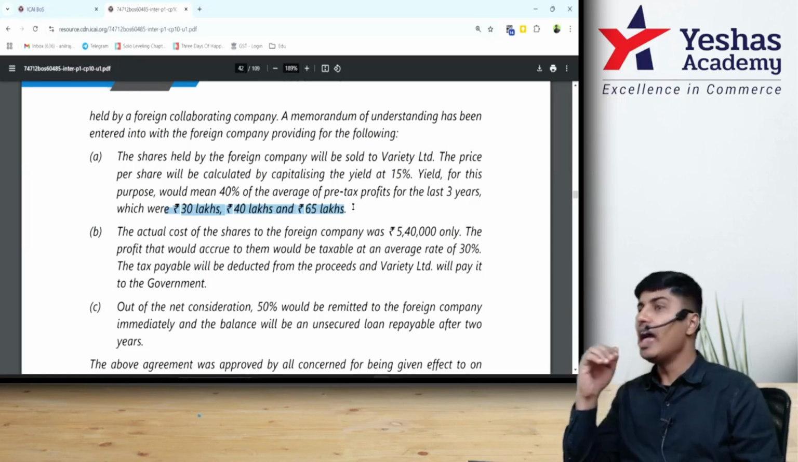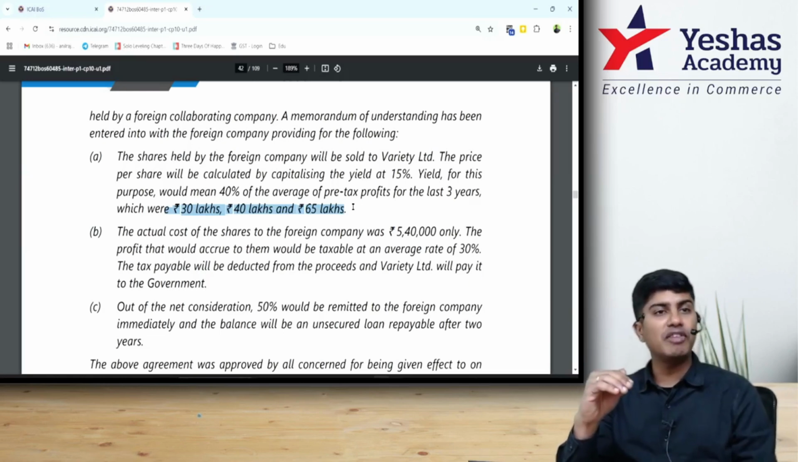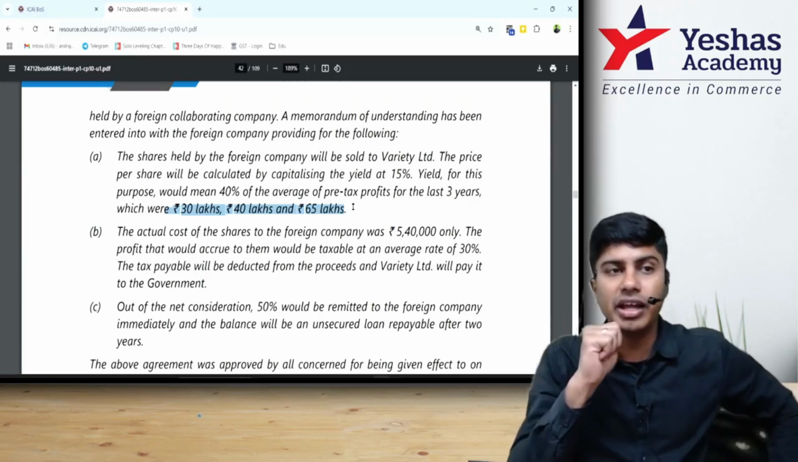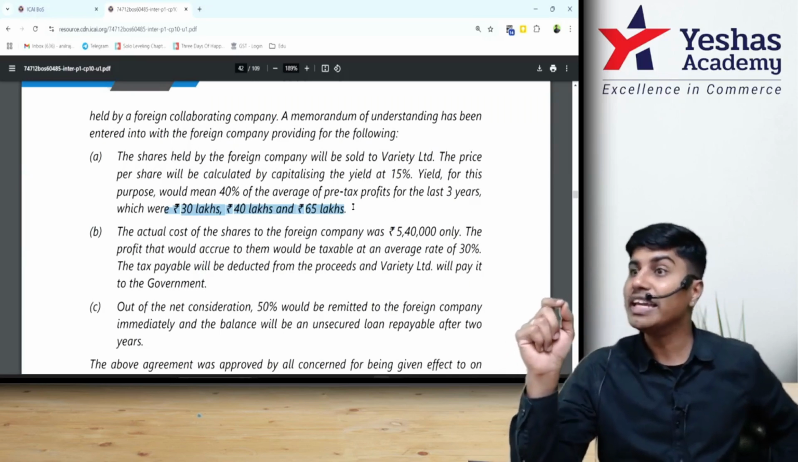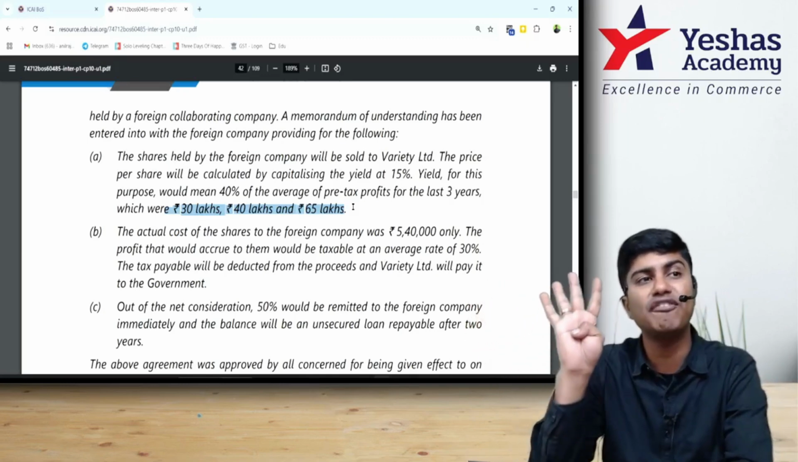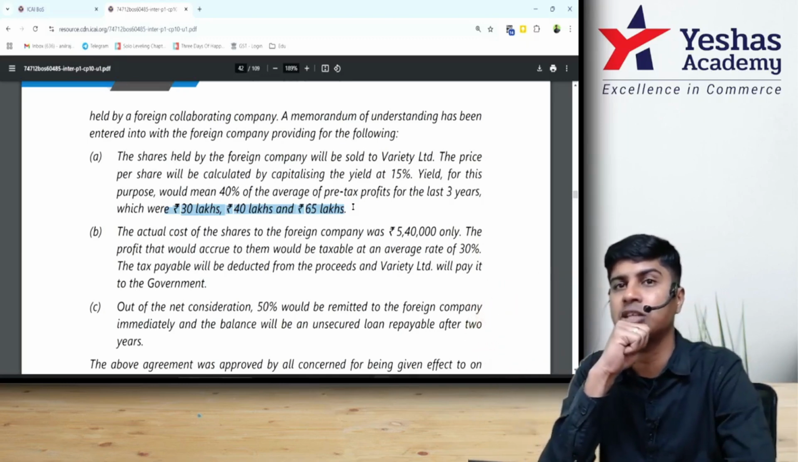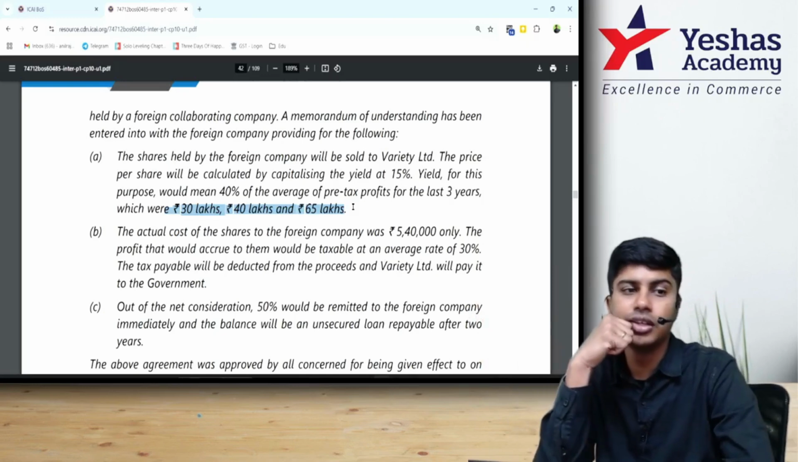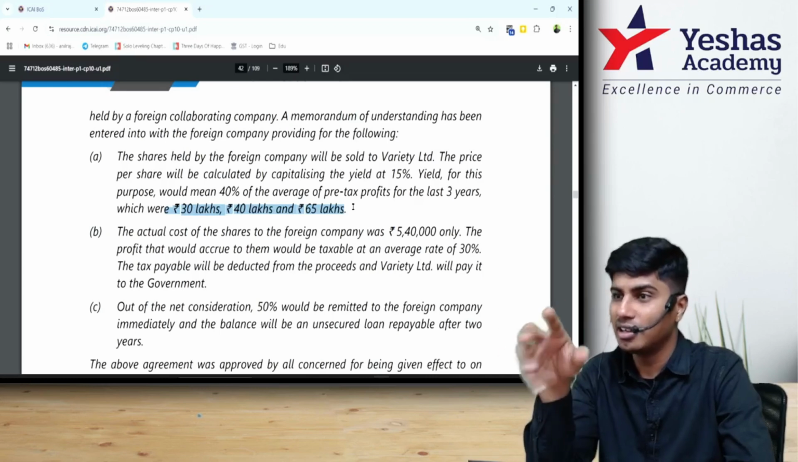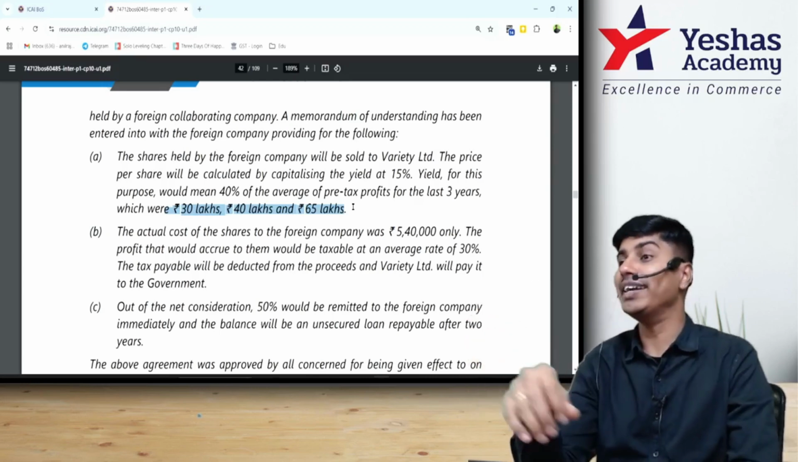What is 45? The average pre-tax profit of the last 3 years. That you multiply by 40%. Why? For the purpose of yield computation, the profit to be considered is not the full profit. It is only 40% of the average pre-tax profit of 3 years. You do 45 into 40%, which is 18. Okay, 18 lakh is the yield.